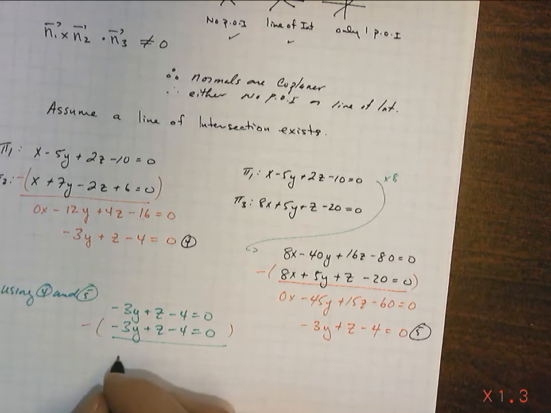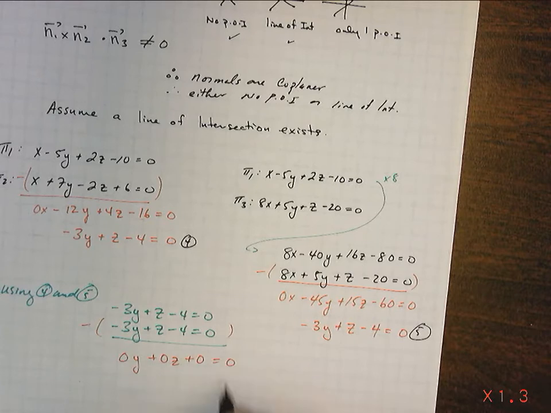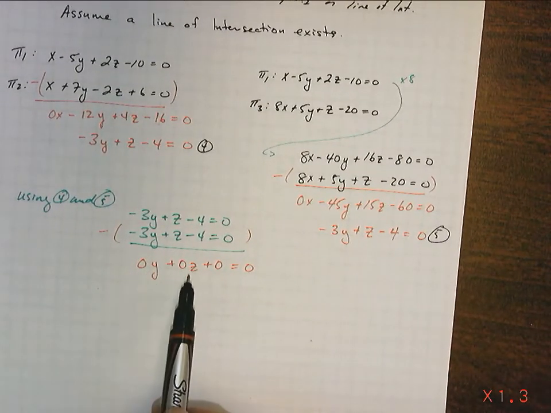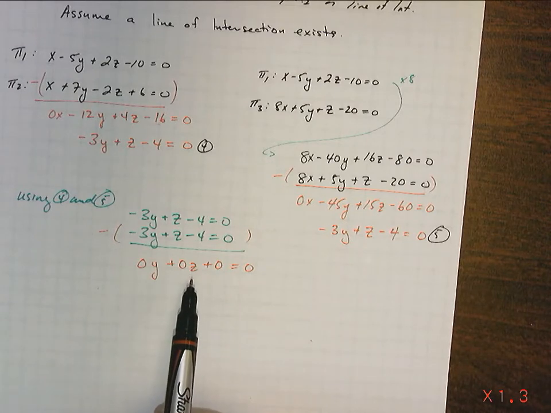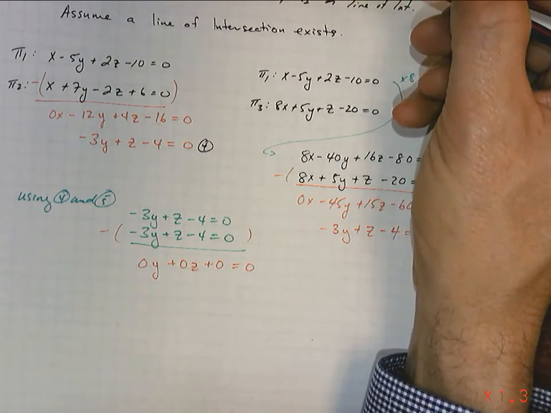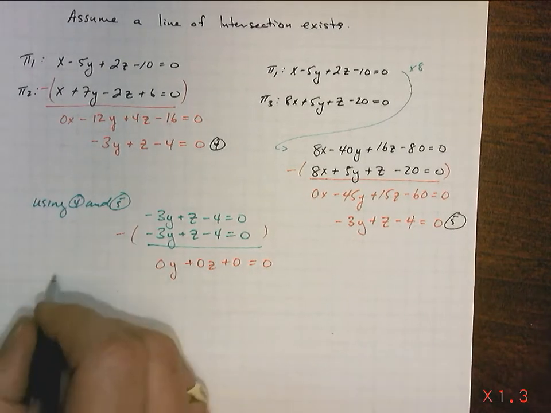We'll subtract them. We'll get 0y plus 0z plus 0 equals 0. And what I said that meant was that any value of y and z can be used to come up with a point of intersection, which means that there's going to be a point of intersection. In fact, there's going to be a line of intersection. So we know that there's going to be a line of intersection, because any values of y and z can be used.